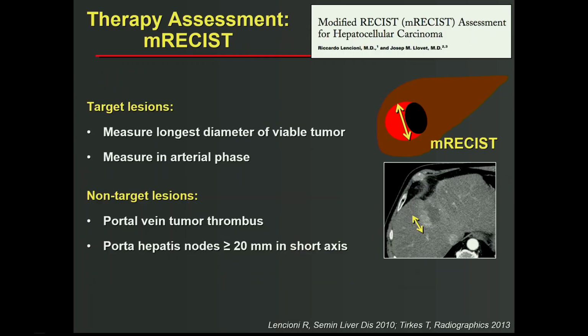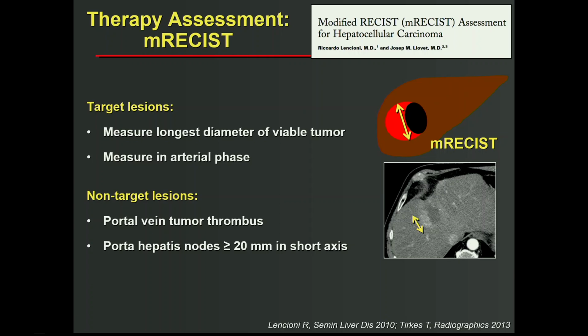A couple of years ago, Riccardo Lencioni and his group published modified RECIST, and they said for the target lesions, measure the longest diameter of the viable tumor. So if I have a lesion like that with a large necrosis, you don't measure this diameter, you just measure that diameter, and this is now the size of the target lesion. As you see here, you have this lesion partly being necrotic after therapy, and this is actually the size of the viable tumor, so only measure this and not the complete diameter here.